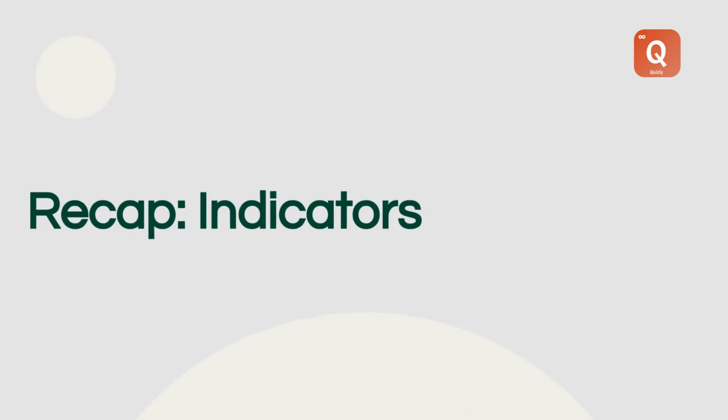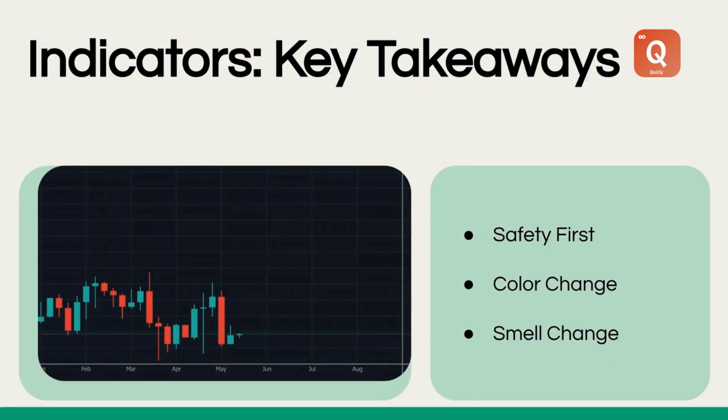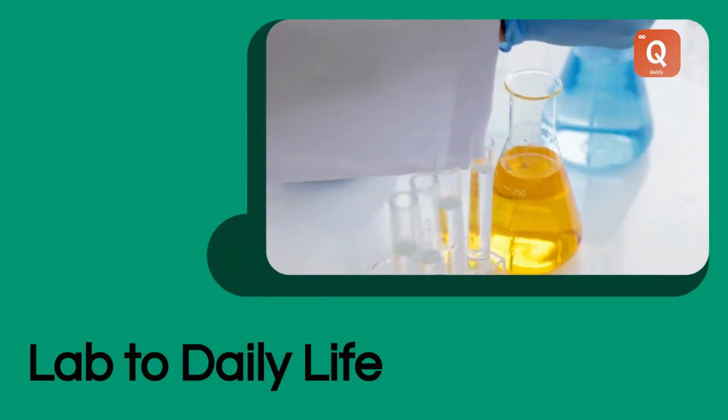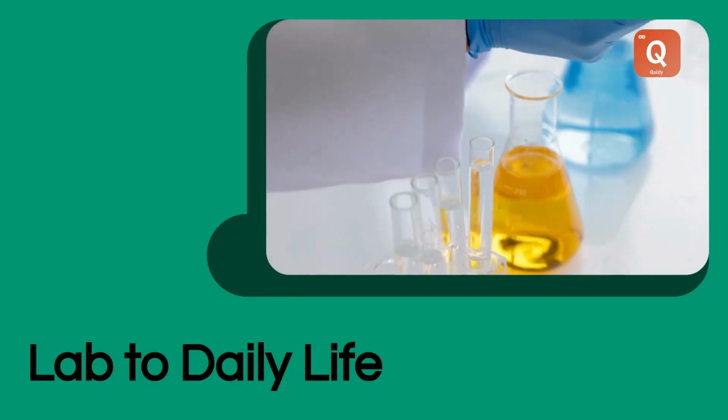So to quickly recap what we've learned today, acids and bases cannot always be identified by taste or touch due to safety concerns. Indicators are crucial tools that help us differentiate between them. These indicators are not just confined to the laboratory. They are also important in various daily life applications, from soil testing to household cleaning.